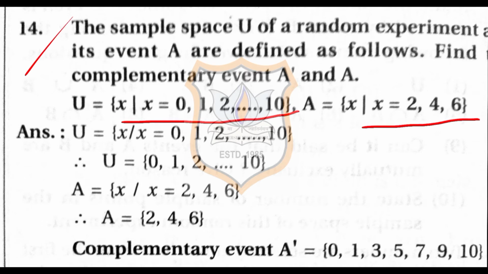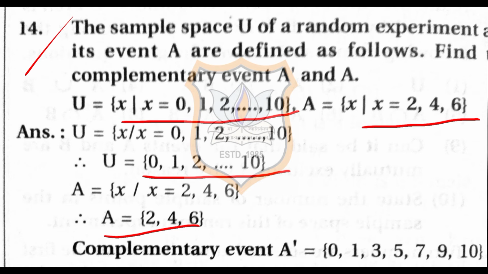So what is the universal set? U is the set which contains the numbers from 0 to 10. 0 to 10 means 0, 1, 2, 3, 4, 5 up to 10 it will have. Now what is A? A is 2, 4, 6. It is given to us, right? So now what you have to do? You have to find the complementary event A dash. Now what is the meaning of A dash? The numbers which are in U but not in A, right?